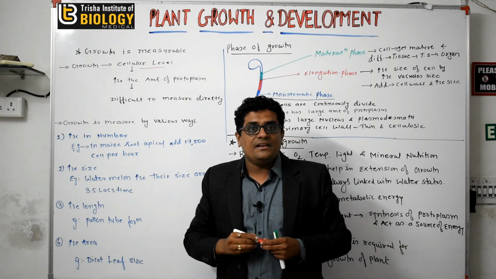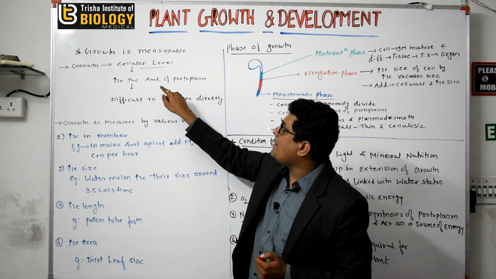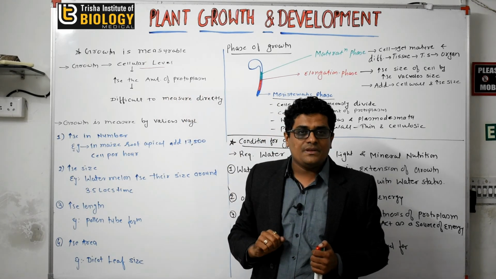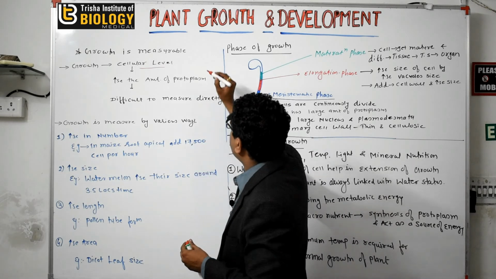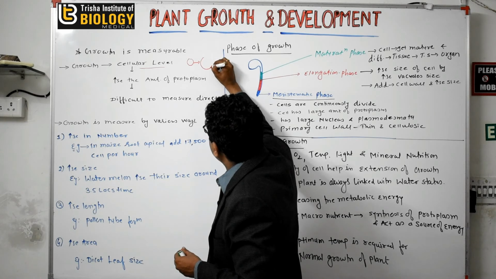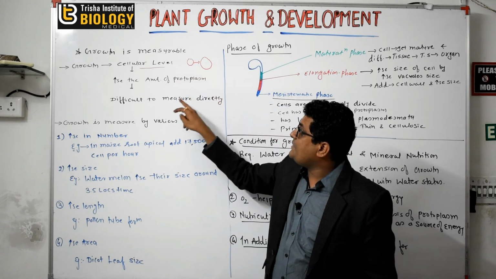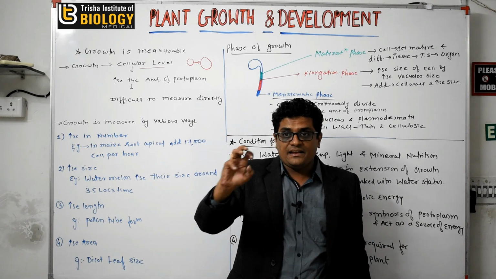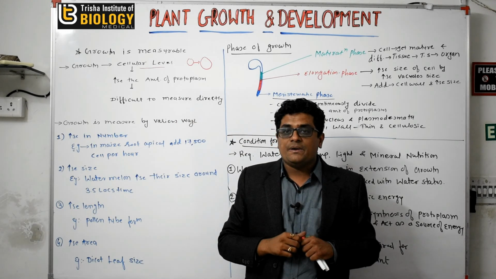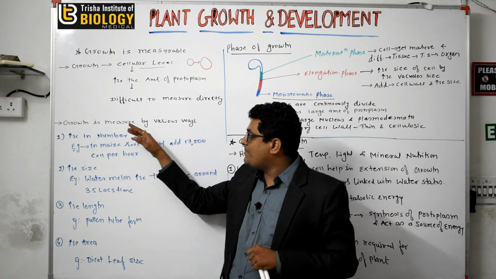Now, what is the cellular level? Cellular level means it will increase the amount of protoplasm. If this is the cell and the size of the cell is increased, then its protoplasm is increased. But it is very difficult to directly measure the increase in the amount of protoplasm in the cells. So we can measure growth in various ways.